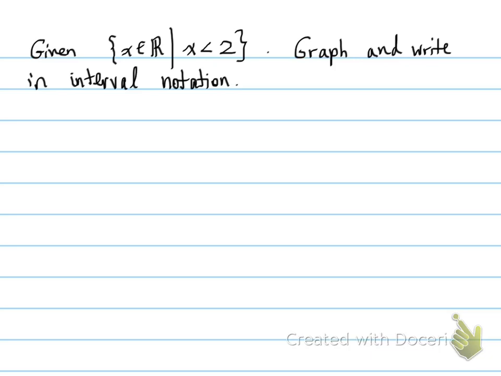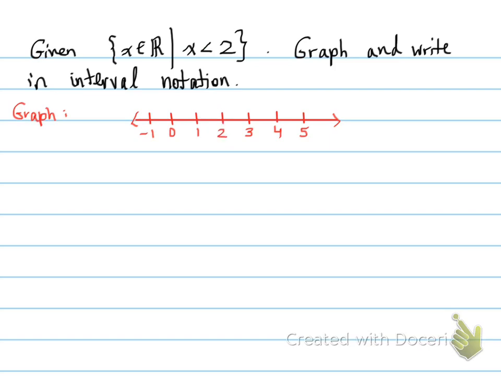Given x belongs to real such that x is less than 2, graph and write in interval notation. So you're to graph this and write it in interval notation. So we need to create a number line with 7 ticks. And with those 7 ticks, you number them, making sure that 2, the number we want, is located somewhere in the middle.